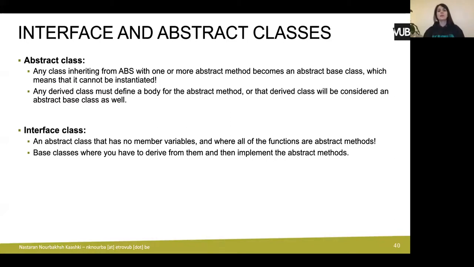And they are responsible to override, to implement those abstract methods. They have some abstract methods. But what is an interface class? An abstract class that has no member variable and where all the functions are abstract methods. So an interface class has nothing, and the only thing that it has is abstract methods. Base classes where you have to derive from them and then implement the abstract methods.